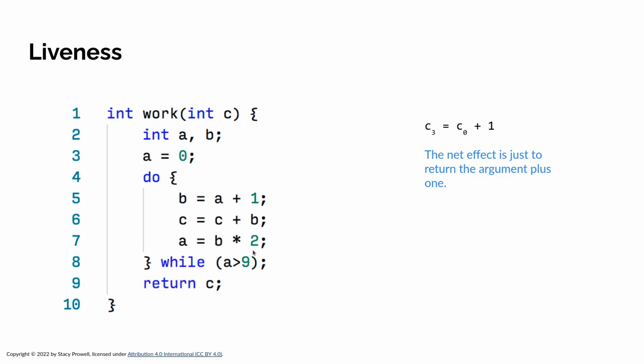And there's probably nothing in here that indicates to you that that's what it does, right? At no point do I write C gets C plus 1. I just don't do that. I write C gets C plus B. B is A plus 1. A happens to be 0, so really B is 1, and this is C gets C plus 1. Programming is hard.